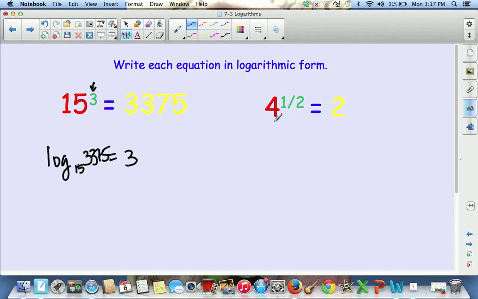All right, what about this one here? It'll be log, my base is 4, always equals my exponent, and then my answer is 2. That one I left too much room. Gee whiz. All right, let's try another one.